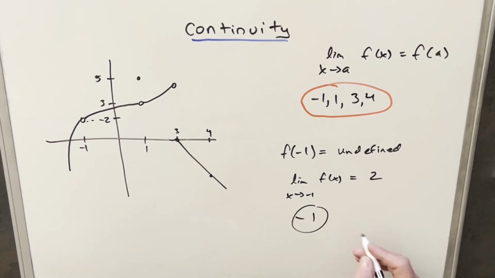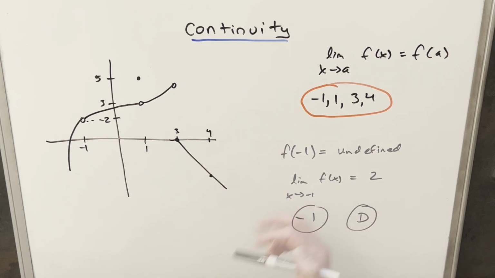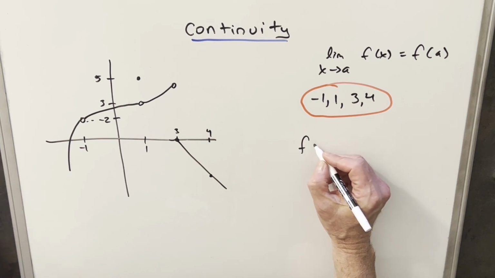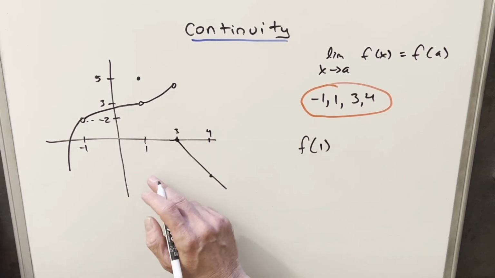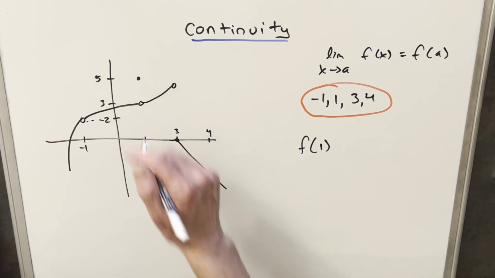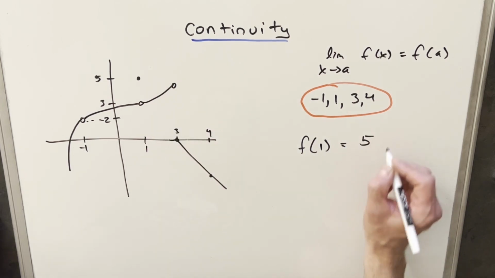So at this point, -1, we're going to just say this is discontinuous. Okay, continuing on, looking at the point at x equals 1. So we'll look at our f of a value. So f of 1, for our f of 1 value, it looks like it's going to be this point up here, but it's got this removable discontinuity. So we're going to say our f of 1 is equal to 5.